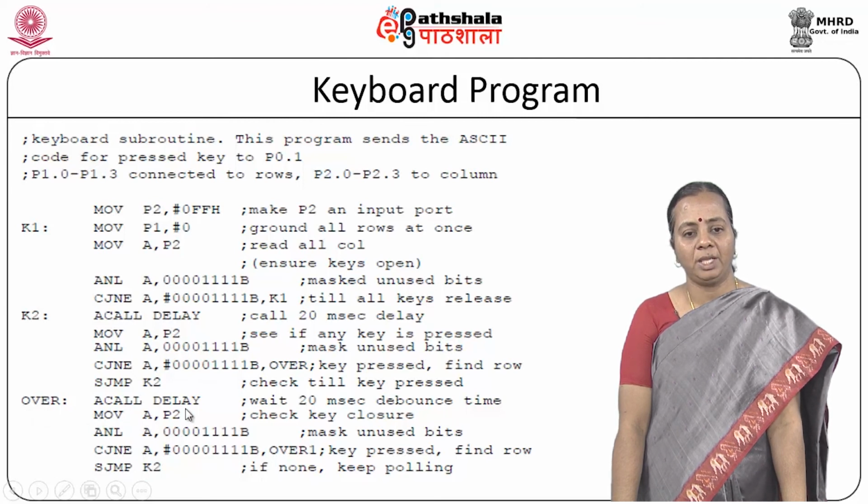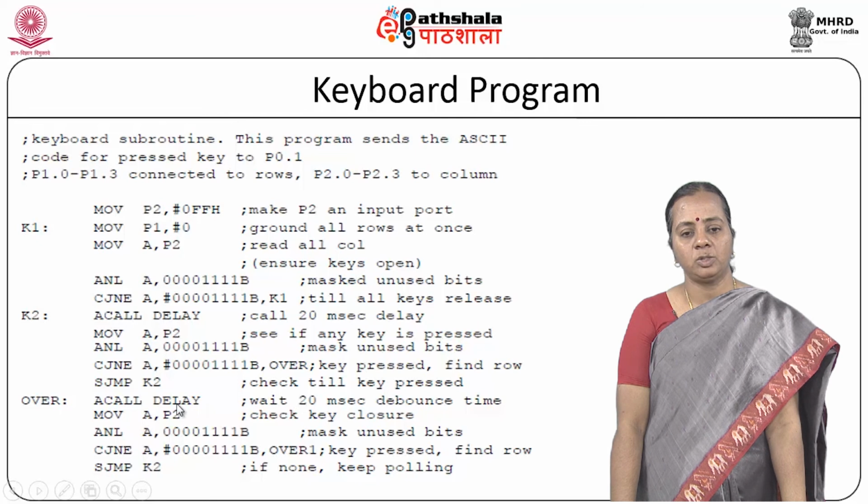If one key is pressed, I will come to this particular routine where first I will call the delay to give a debounce time for the key press. So I will make a 20 millisecond delay, so that the key press is settled. Then whatever data we read at port 2 is moved to A, and the A content is ANDed with 00001111B. Now CJNE, again I am checking whether anything is pressed, to find the row. If something is different, any one bit is 0, then I will go to find row, that means over 1.